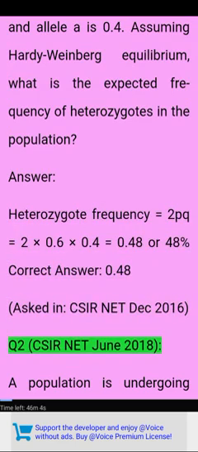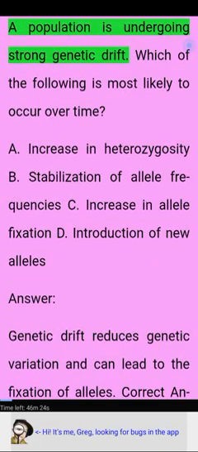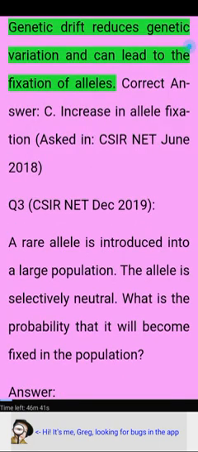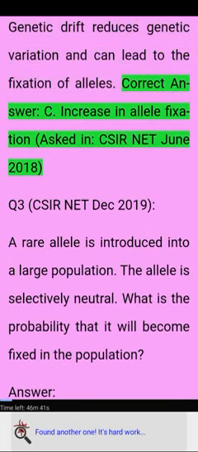Q2, CSIR NET June 2018. A population is undergoing strong genetic drift. Which of the following is most likely to occur over time? A, an increase in heterozygosity; B, stabilization of allele frequency; C, increase in allele fixation; D, introduction of new alleles. Answer. Genetic drift reduces genetic variation and can lead to the fixation of alleles. Correct answer: C, increase in allele fixation. Asked in CSIR NET June 2018.